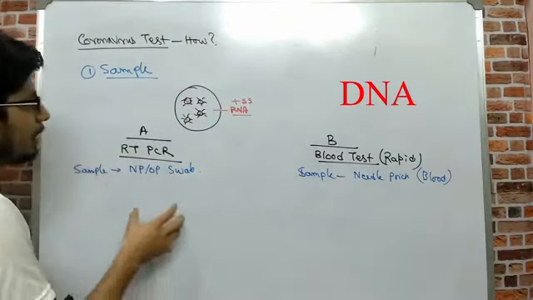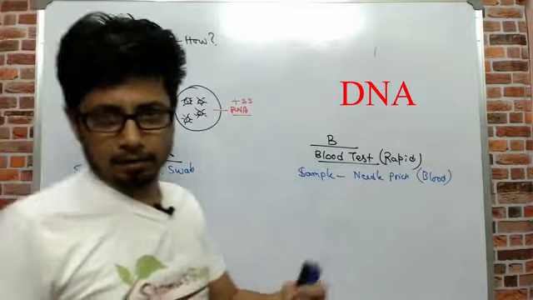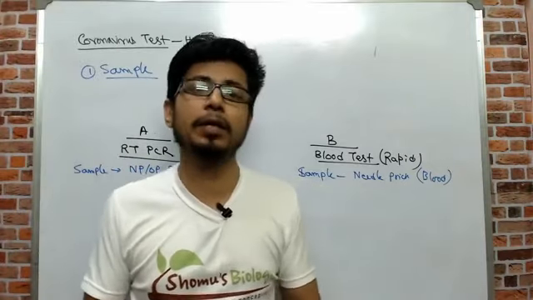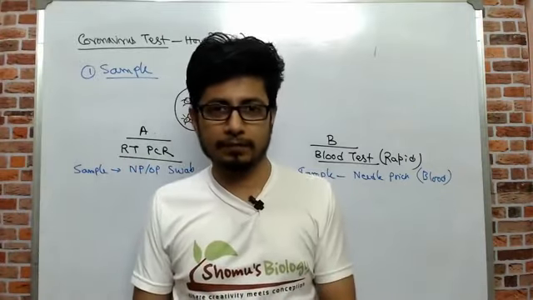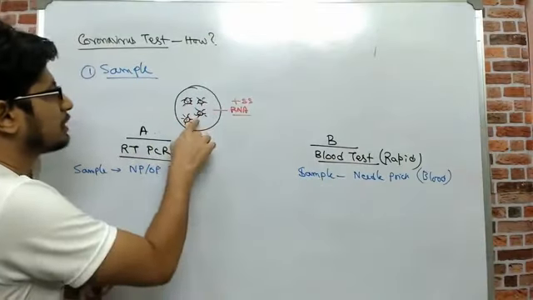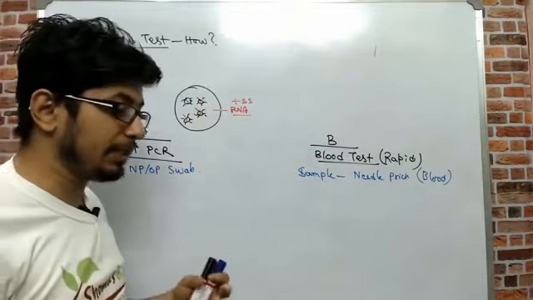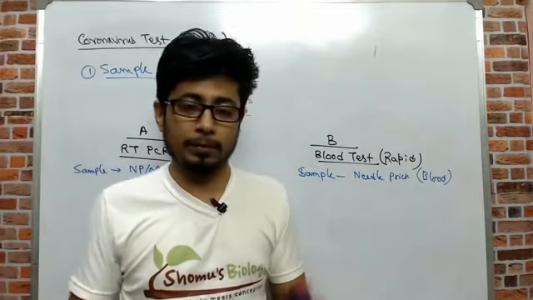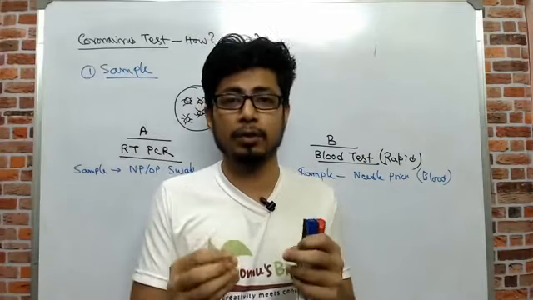So in order to Xerox the DNA or make multiple copies of the DNA, we need to know the sequence of the DNA. You need to know what you are going to amplify. For this reason, we need to know the sequence of the RNA. Sequence means what the RNA is composed of, because DNA and RNA are made up of nucleic acids.